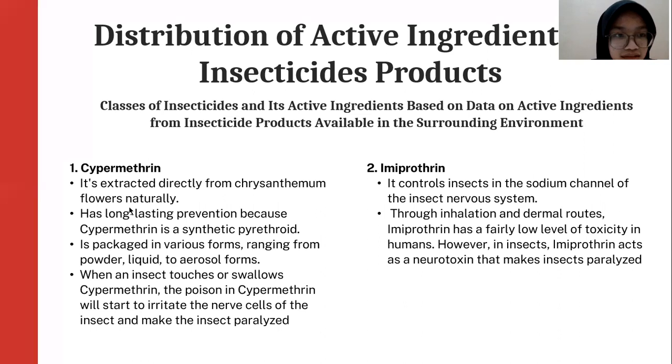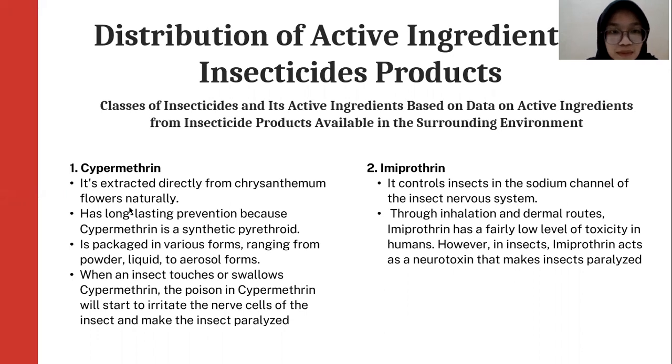It is extracted directly from the chrysanthemum flowers naturally. This active ingredient has a long-lasting prevention because cypermethrin is a synthetic pyrethroid. It is packaged in various forms, ranging from powder and liquid to aerosol forms. When an insect touches or swallows cypermethrin, the poison in cypermethrin will start to irritate the nerve cells of the insect and make the insect paralyzed.